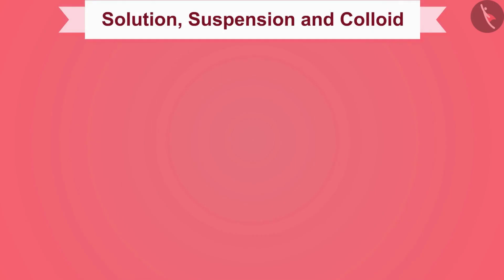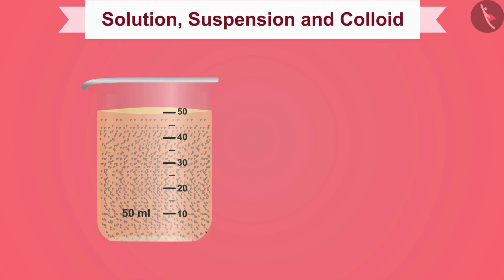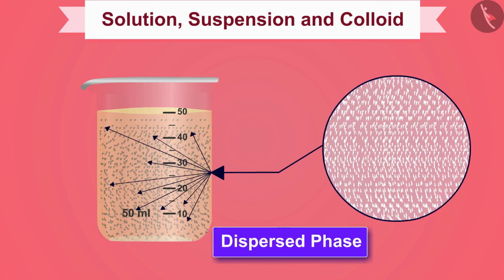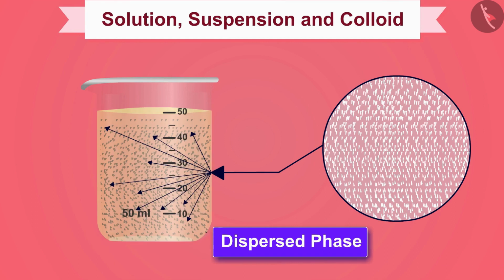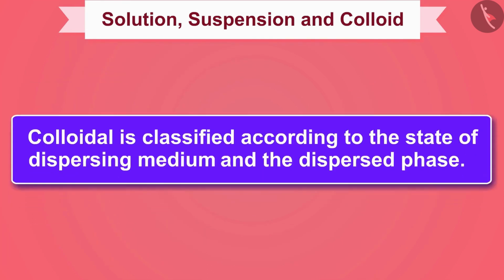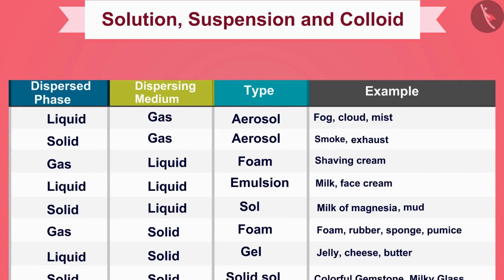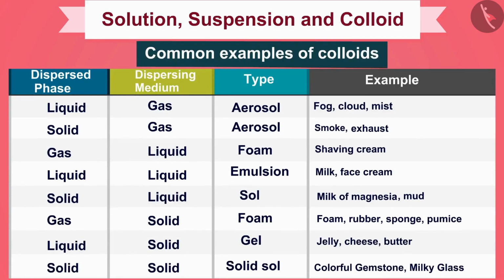And friends, do you know another interesting thing? The dispersed particle which remains in colloidal form is called the dispersed phase. And the component in which the dispersed phase is suspended is called the dispersing medium. Colloids are classified according to the state of the dispersing medium and the dispersed phase. Here, you can see some examples of this.